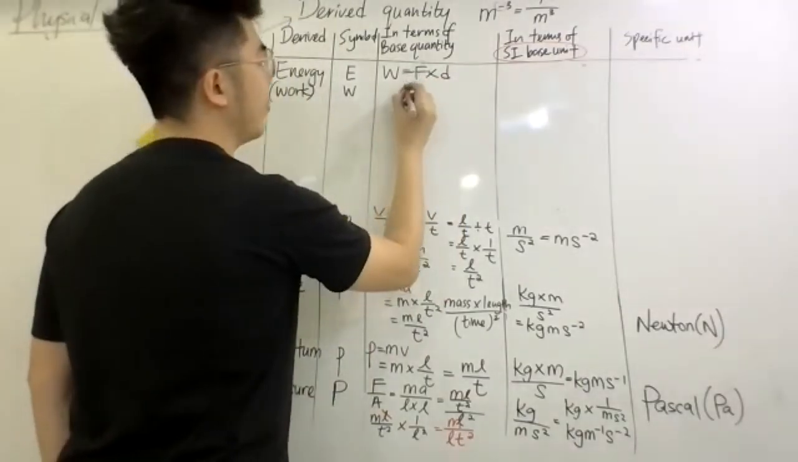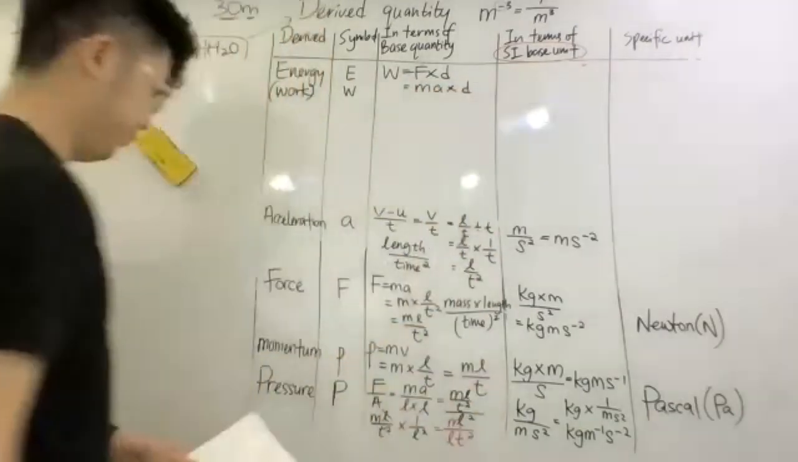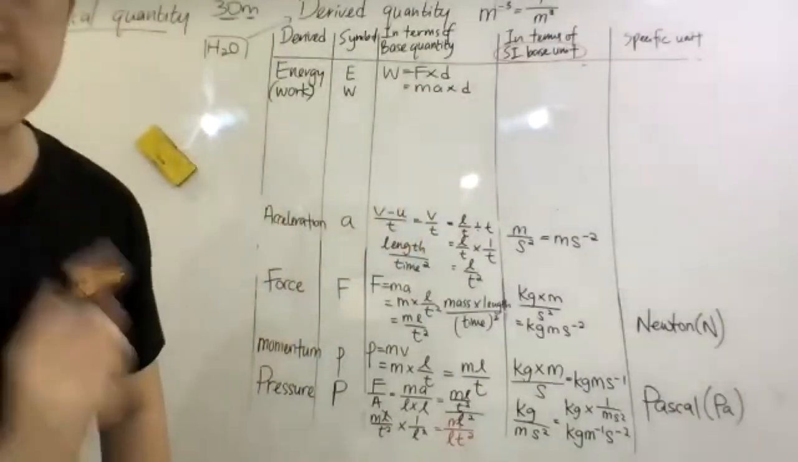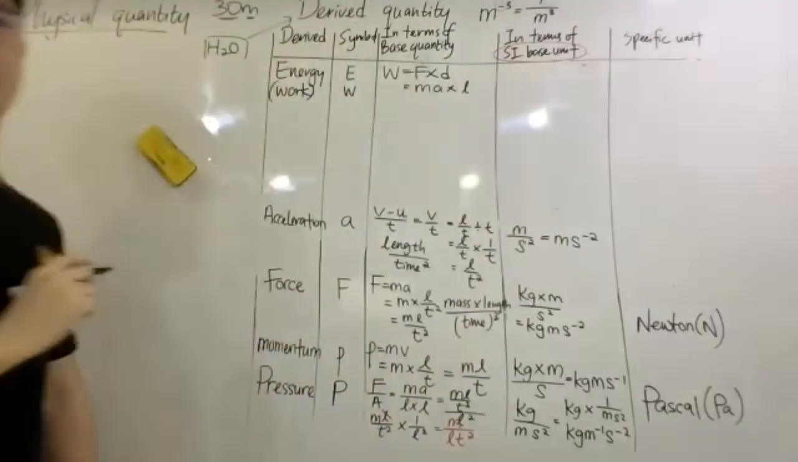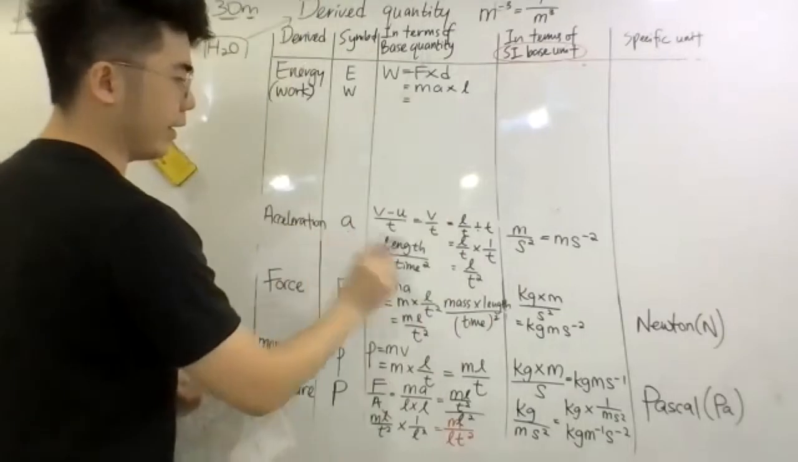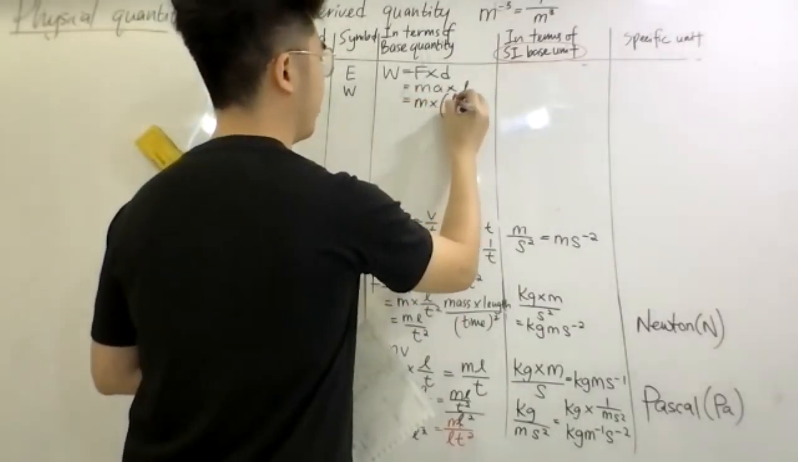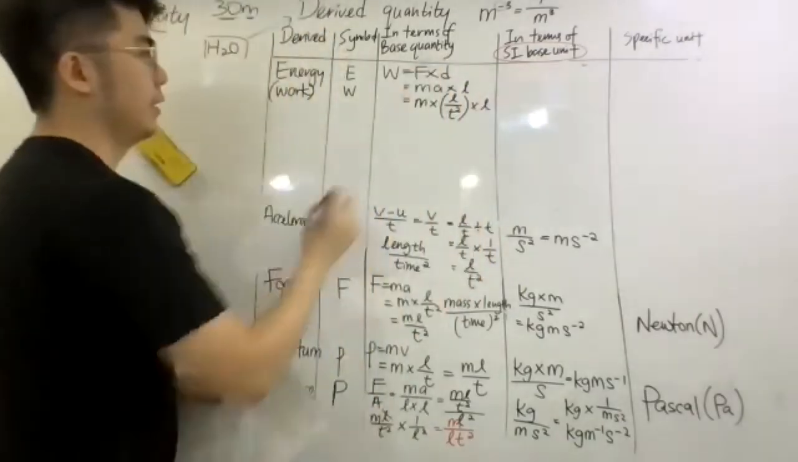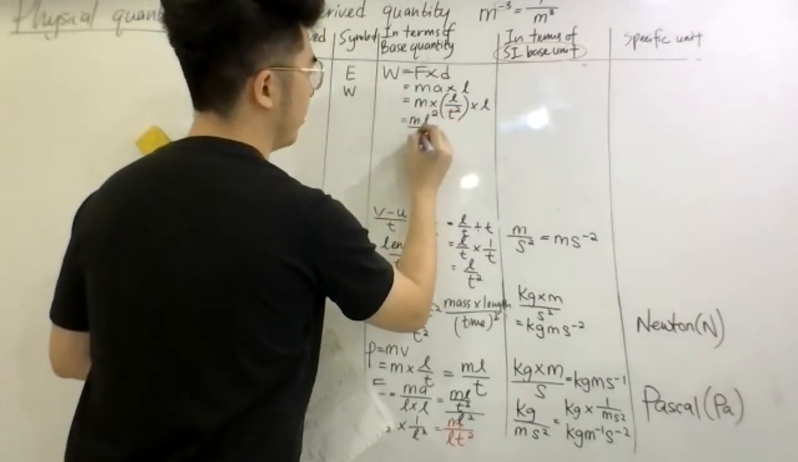This is not base, so you have to break it down. This is MA times D. The D is distance, it is length, so I change this to L. MAL. What is our A? A is L over T squared. M times L over T squared times L. All this we combine: ML squared over T squared.